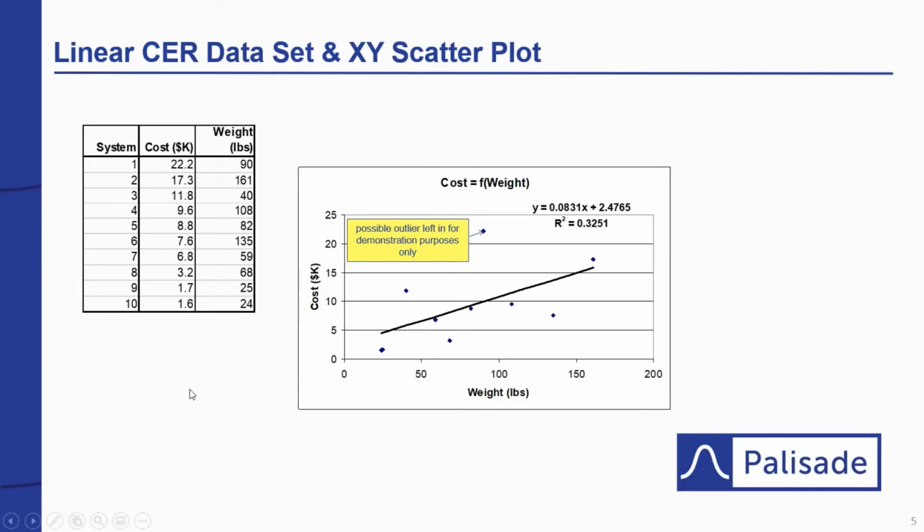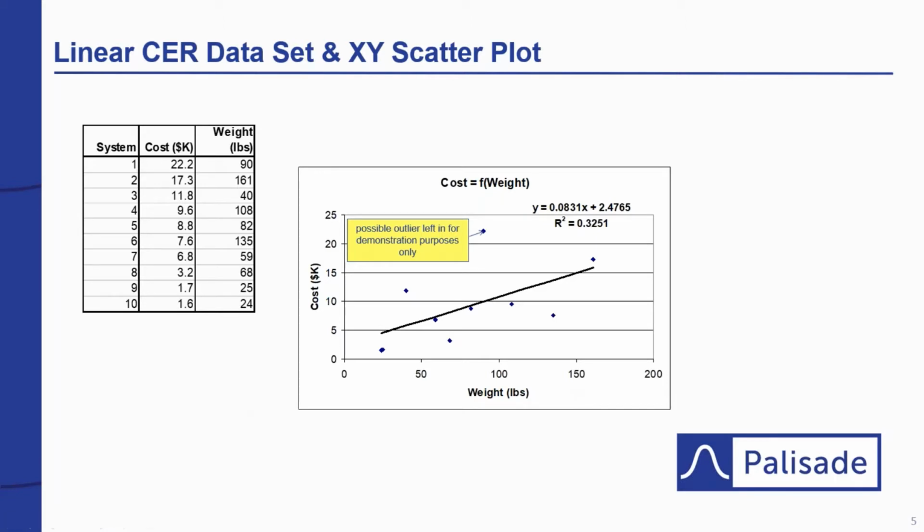So here's the data set I'm going to work with. Let's imagine 10 systems, and I think in the original problem I took this from, these were radios. Not that it really matters, but dollars in thousands for the cost. You see that they range from a cost of 1.6 thousand up to 22.2, and then beside it you see the weight in pounds for those 10 systems.